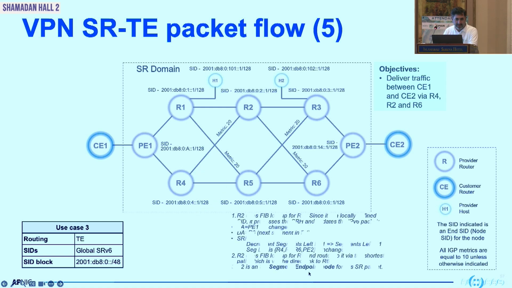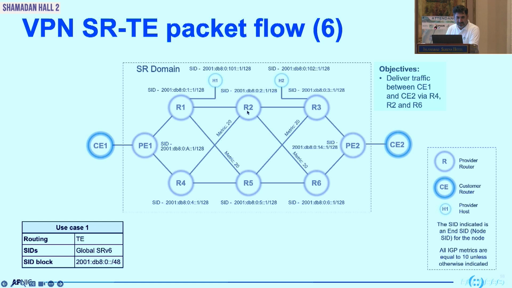R2 will receive it, then it will do the same action which R4 has done. The local address is the same as the destination address, so it will decrement the segment left field by 1. Instead of 2, it will become 1. At position 1 the pointer is pointing to R6. This is 0, this is 1. So it will move the R6 address into the destination address and then do the FIB lookup, and based on the shortest path it will send the packet towards R6. R2 is our segment endpoint node.